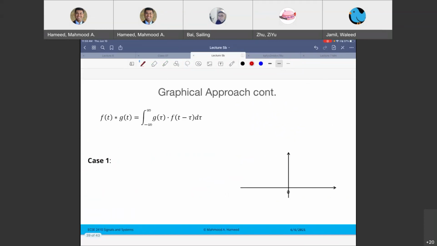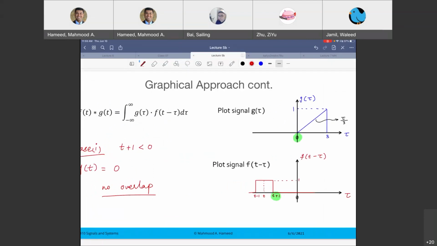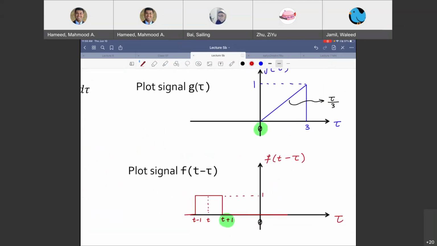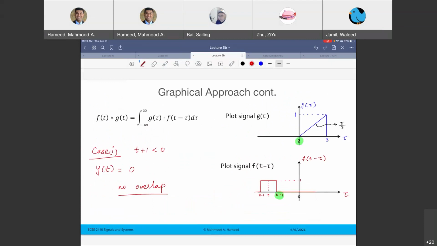So that was case 1. I don't need to talk about case 1, we already did. Next, as t plus 1 increases, what is going to happen? Okay, there is going to be overlap. What is that overlap going to look like? So let's start doing that.